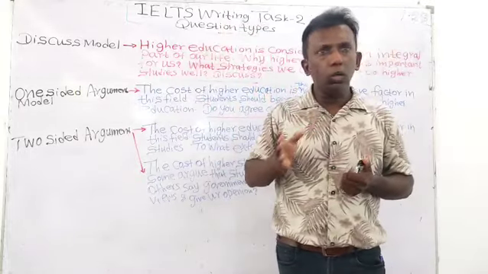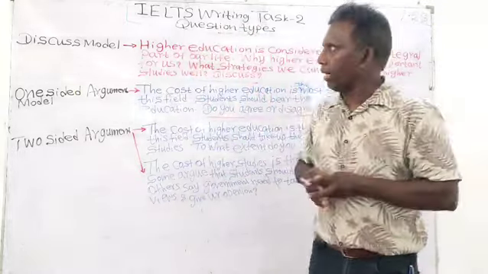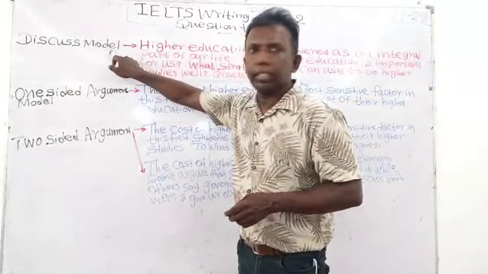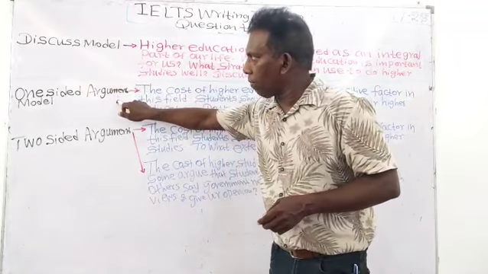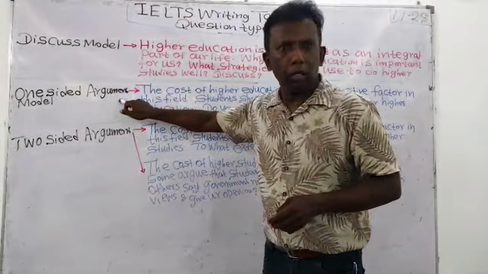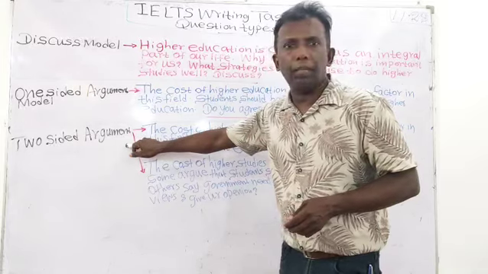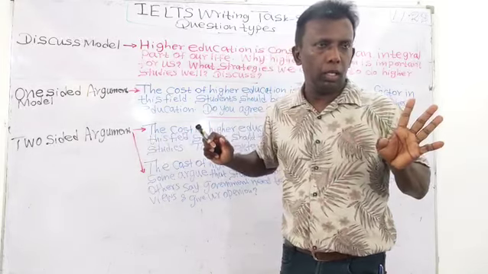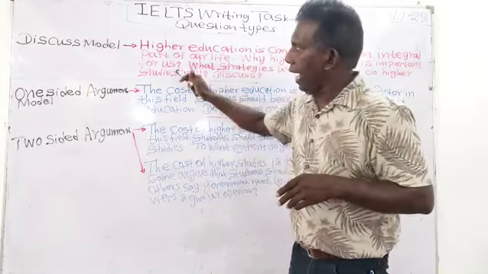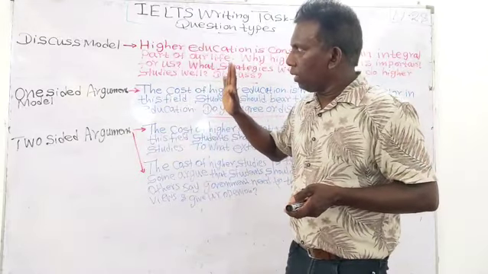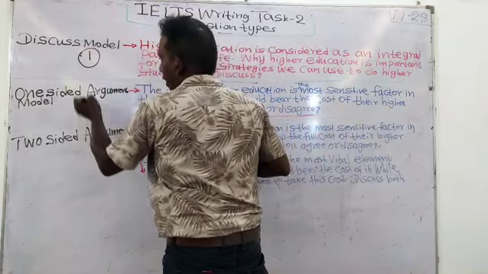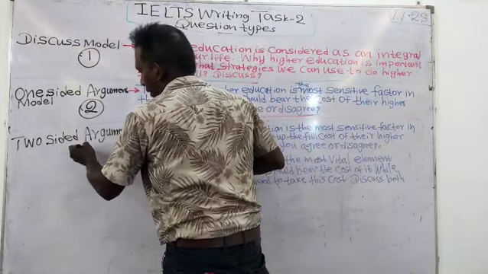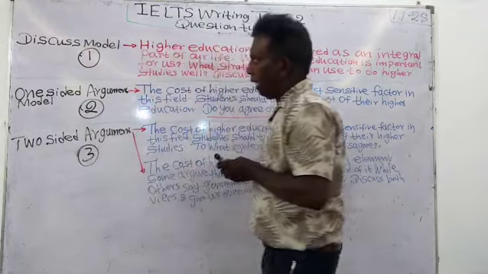And again, I want to tell you there are 3 types of questions you can see here. The first question type I call the discuss model question. The second question type I call the one-sided argument model. And the third question type I call the two-sided argument model. Before explaining them, by looking at these 3 question types, this is the first type of question, this is the second type, this is the third type.